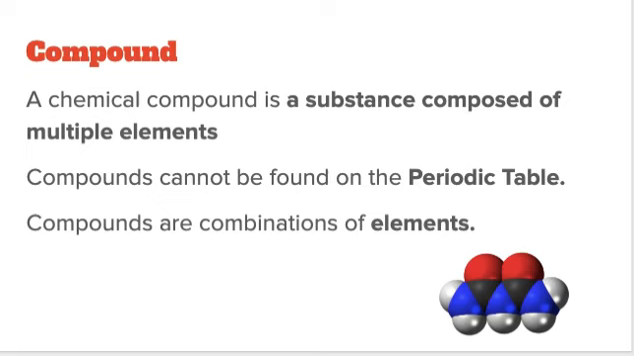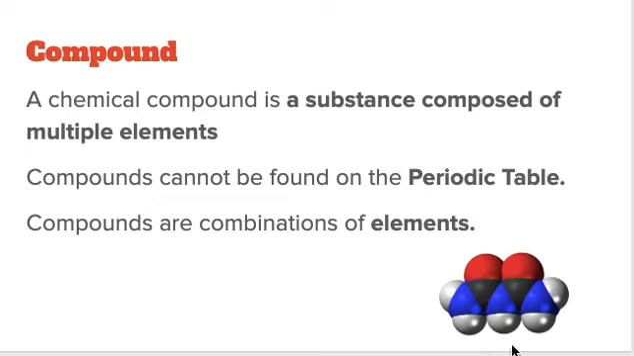A chemical compound is a substance composed of multiple elements. So earlier in the video, we were learning about chemical elements, the simple building blocks of matter. We're going to start moving now into compounds, which is multiple elements combined together. I have a picture down here of a compound. This is something you might see if you take a college chemistry class. It's called an orbital diagram, and it shows how these chemicals overlap. Right now, that is way outside of our focus.